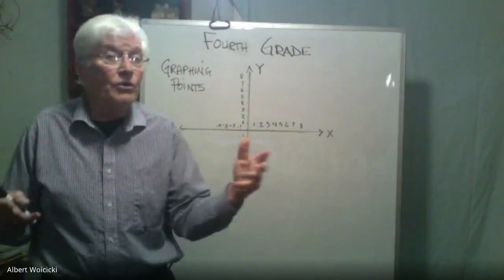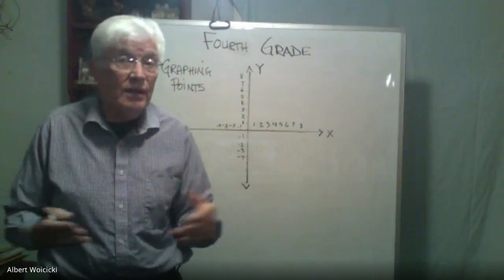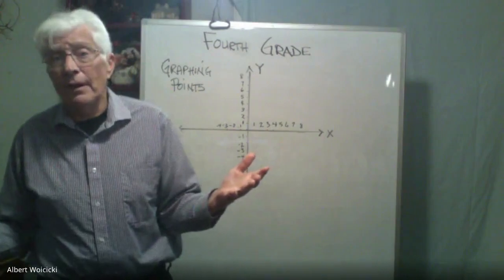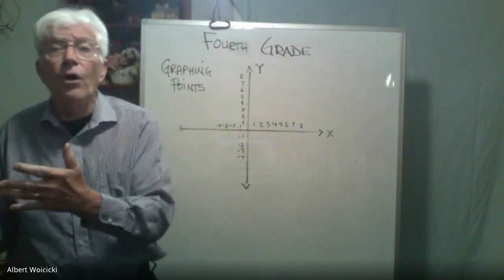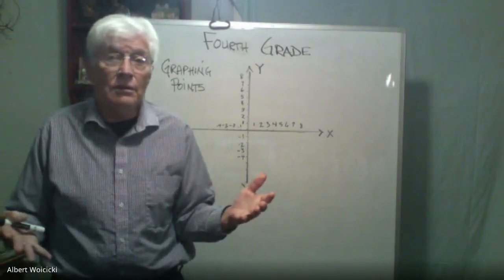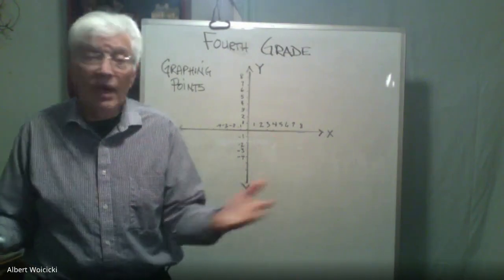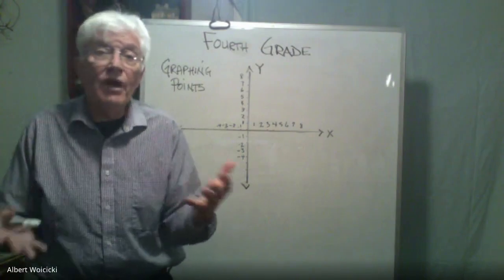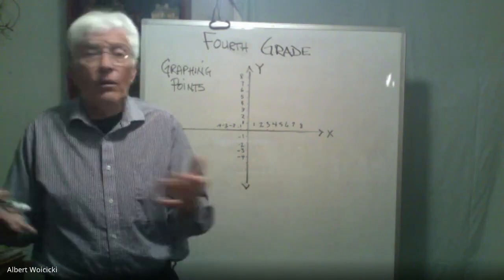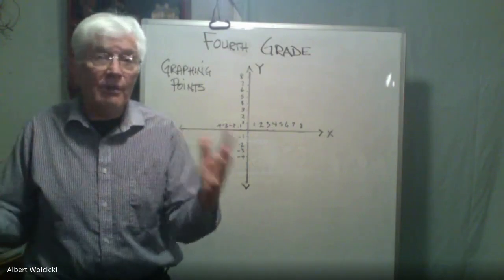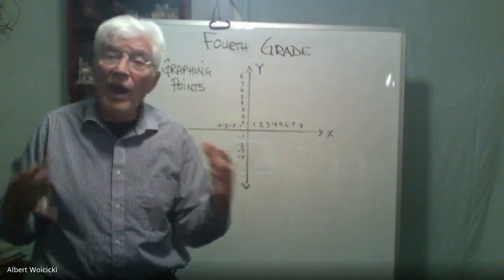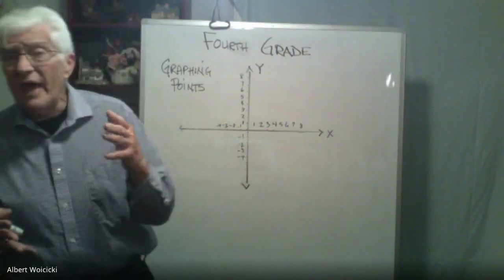So all we're doing today in the fourth grade is just plotting points. We're trying to understand where a point goes on a graph, just where it goes, based on what the numbers are. That's all we're doing. We're not doing anything special. Okay? There's nothing special about the points other than where do they go? So that's my job today.